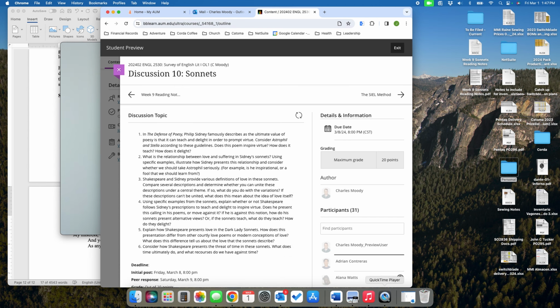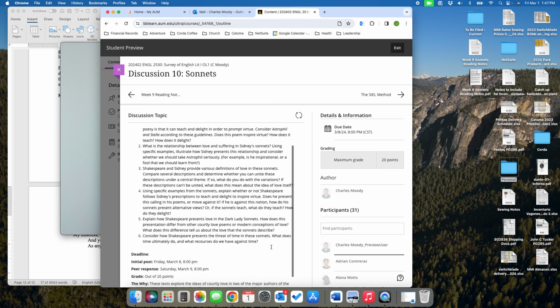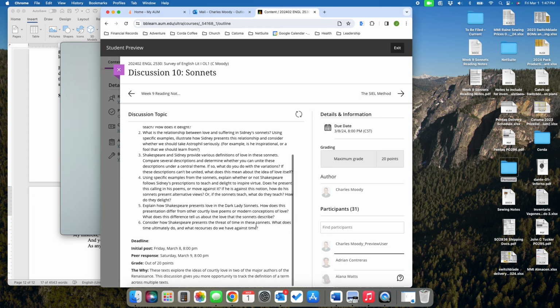Same question for Shakespeare as we asked of Sidney. What sort of virtue is he inspiring? How does he teach and delight with these sonnets? And then there's the mention of the Dark Lady sonnets if you wanted to focus on that in particular.